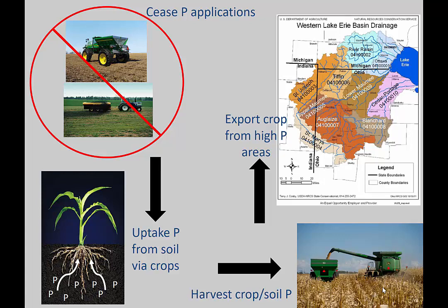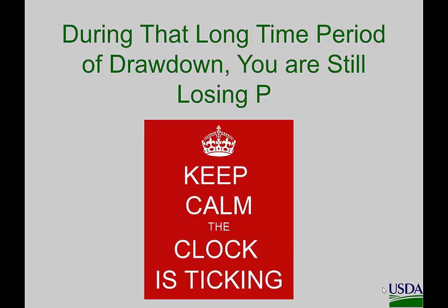So phosphorus drawdown, phytoremediation, it's absolutely necessary. It's absolutely necessary for reducing the actual source of legacy P. But again, that's the long-term solution. It's necessary. And so we developed the phosphorus removal structures to try and trap that transported phosphorus in the meantime.